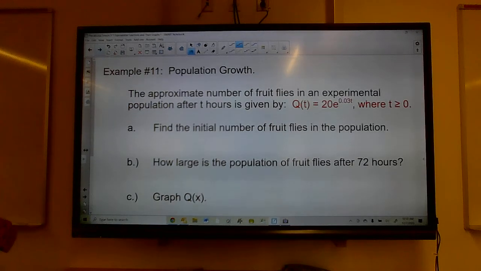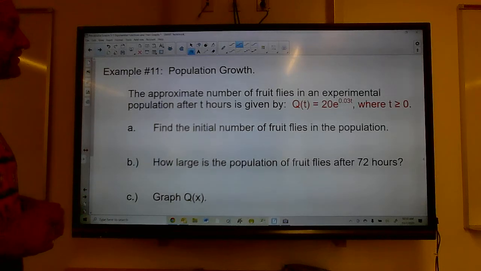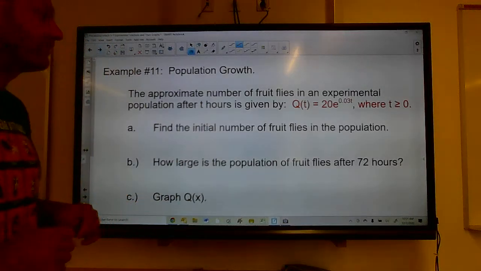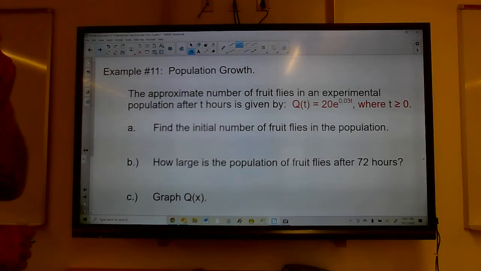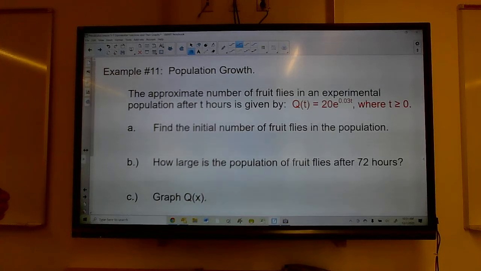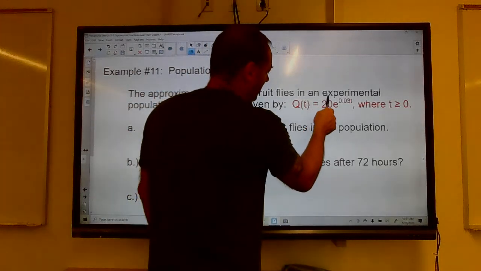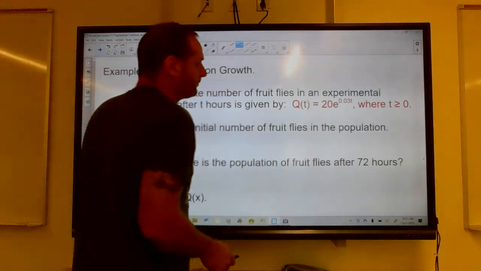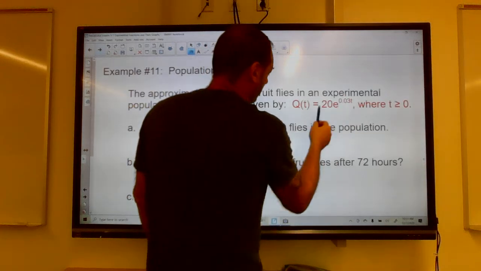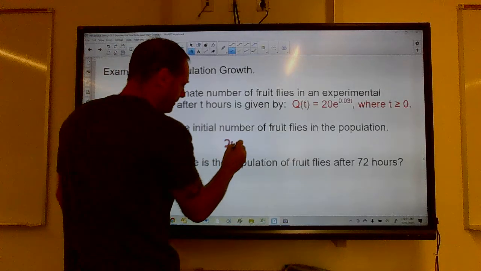Okay, population growth. The approximate number of fruit flies in an experimental population after t hours is given by Q of t equals 20 times e to the 0.03t power, where t is greater than or equal to 0. Find the initial number of fruit flies in the population. This is going to end up being the initial number, because if I put 0 in here, e to the 0 is just 1, and 1 times 20 is 20. So you can do that part in your head. Okay, 20 fruit flies.